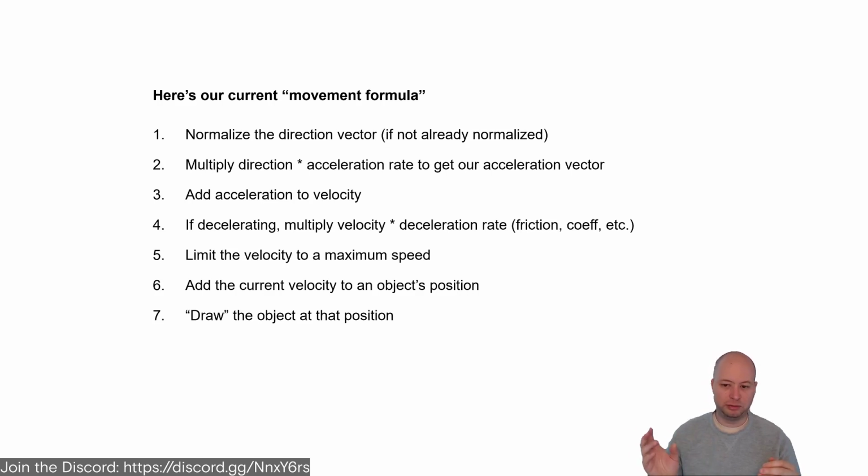For example, if we have a friction equation, we apply a coefficient of friction in the opposite direction of our velocity. We limit our maximum velocity to a particular speed, which you'll find once we go into physics, it becomes a lot harder to kind of arbitrarily grow your velocity.